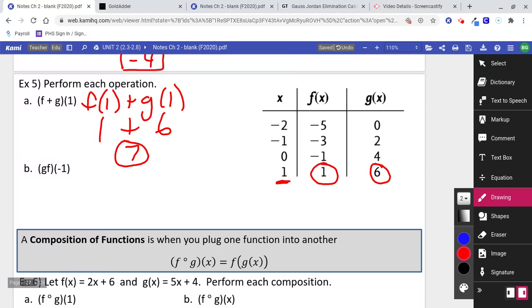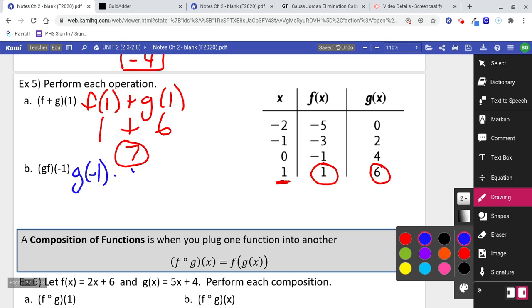g times f of negative 1. So g of negative 1 times f of negative 1. You look at x equals negative 1, and g of negative 1 is 2, and f of negative 1 is negative 3. I'm going to get negative 6. Okay, give me those all day long. I'll do those all day long, right? That'll be quick.